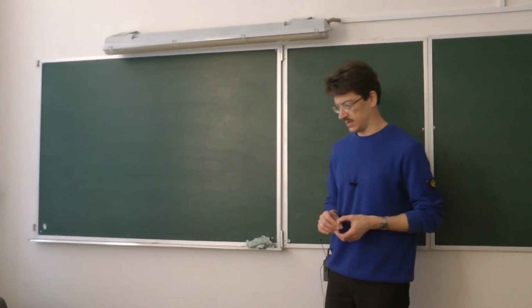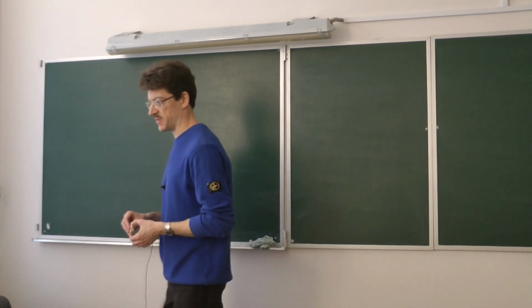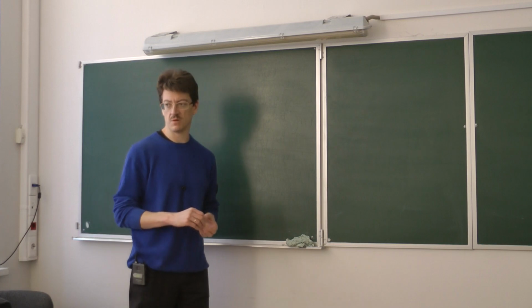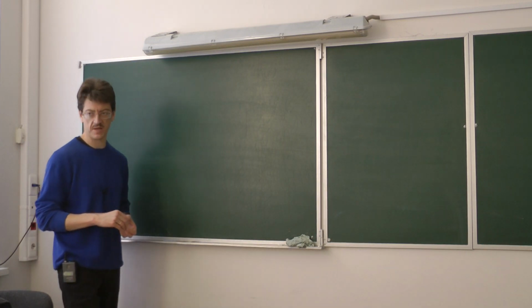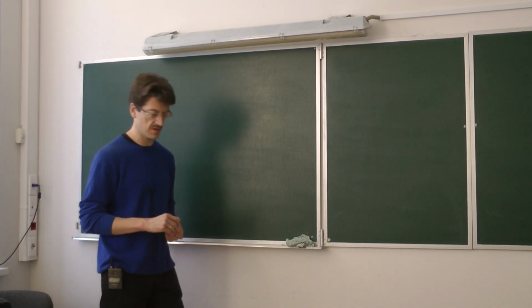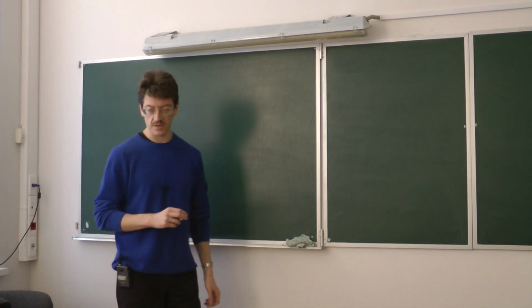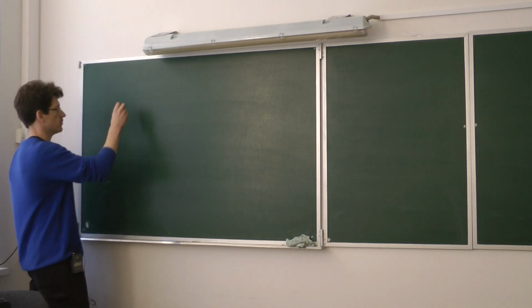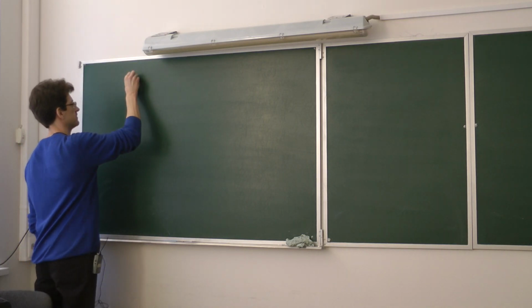Okay, so at the previous lecture we introduced Banach algebras, and we proved that the spectrum of any element of a unital Banach algebra is compact and non-empty. And today our first goal will be to discuss the spectral radius in Banach algebras.